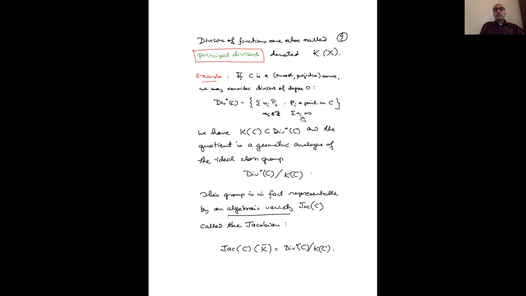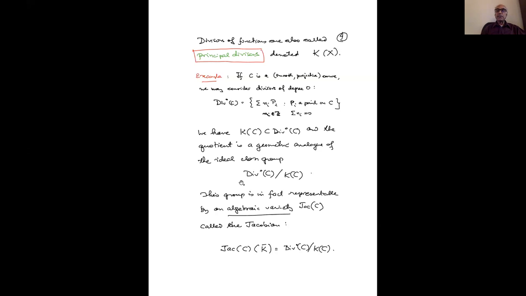Don't worry too much about this extra condition. I'm basically taking ideals modulo principal ideals. So it's a kind of geometric version of the ideal class group. And indeed, the Jacobian over a finite field is exactly the class group of the curve. But what's important, what makes this different from algebraic number theory, is that this is not just a group. This is not just an algebraic object, it's a geometric object.